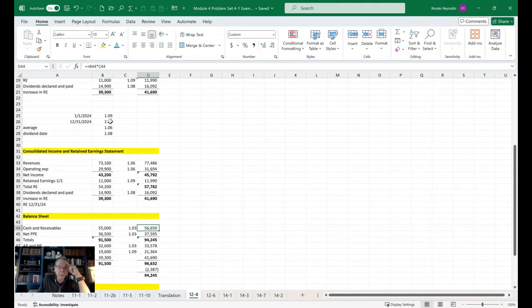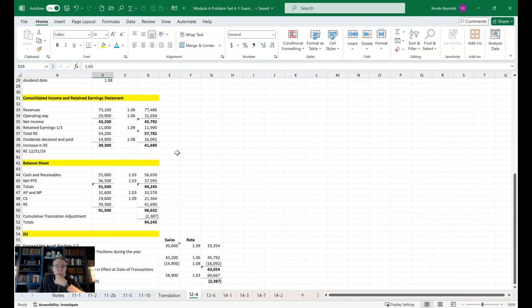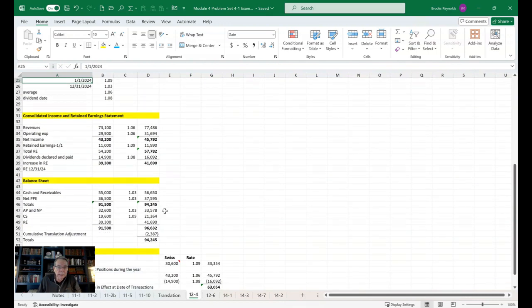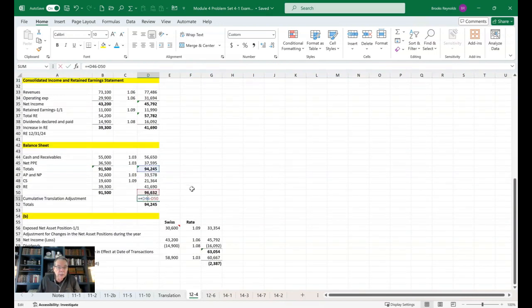That is the spot rate that existed on that date. So we're going to translate that. Same thing with the net property, plant, and equipment. Same thing with AP and net payables. Common stock, again, we're going to translate that when we acquired it, and we acquired it on January 1st. So that's where we get the 109. And then the cumulative translation adjustment is going to equal the totals in assets minus the totals in liabilities and retained earnings, and that's going to be the cumulative translation adjustment, and that will go to other comprehensive income.